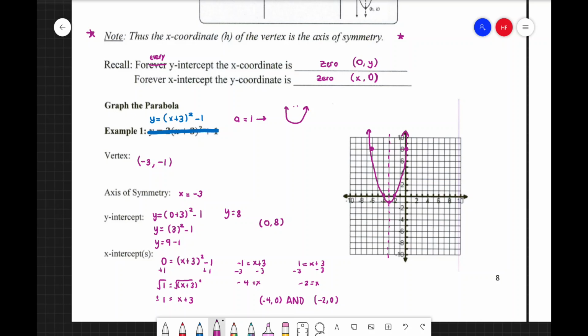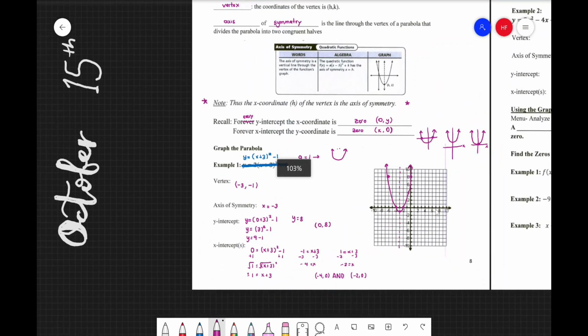So just real quick, you can cross once, never, or twice. So twice, we hit right here and right here. Never, we never hit the x-axis. And then just once, we hit right on the vertex. So on our example, on number 1, we hit twice, so that's why we ended up with (-4, 0) and (-2, 0) as our x-intercepts.